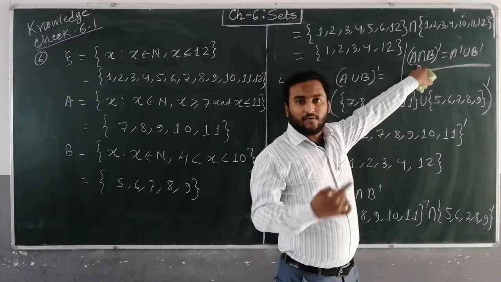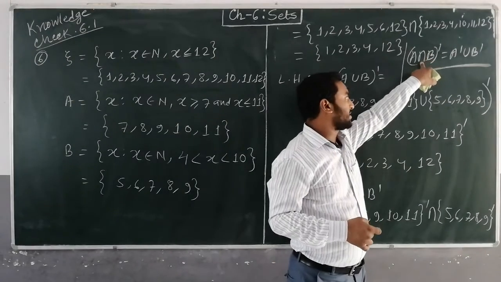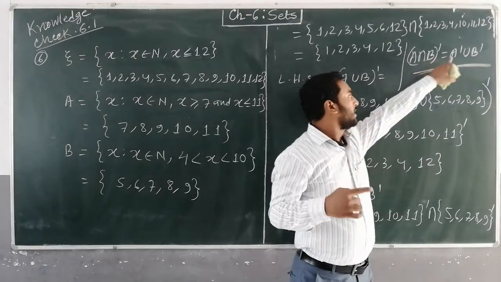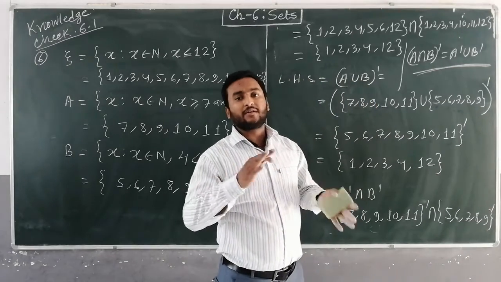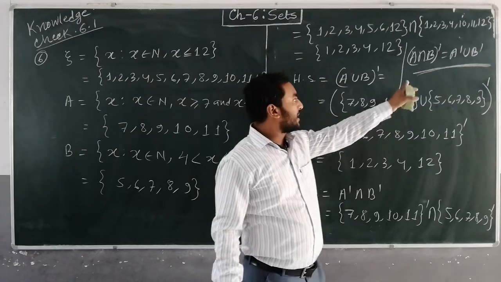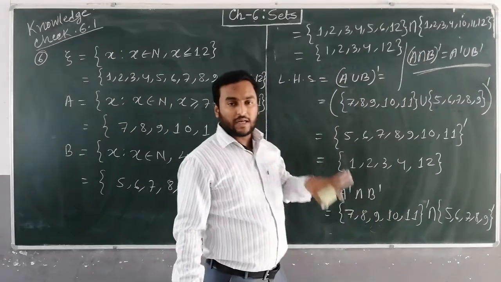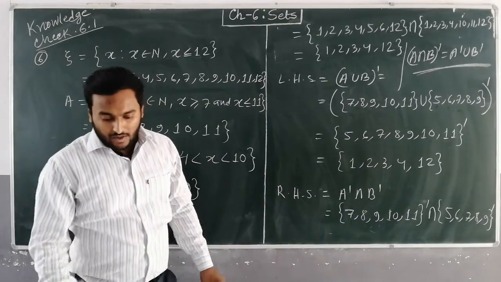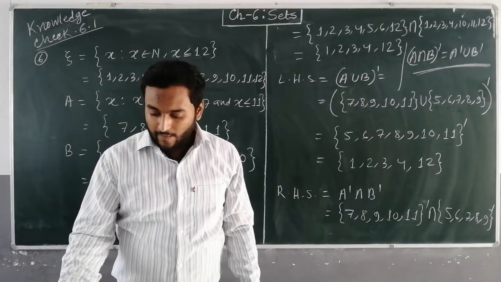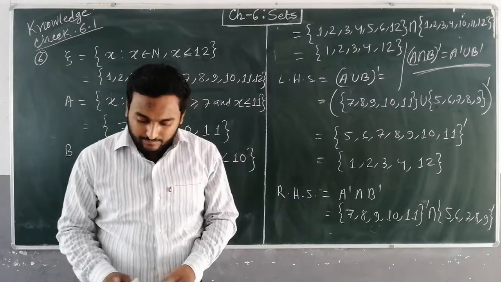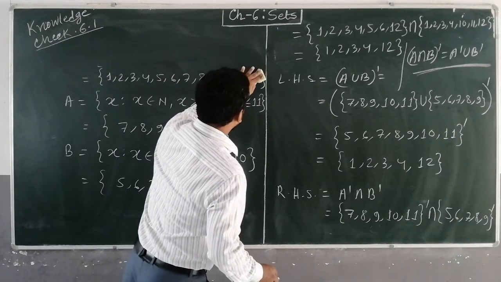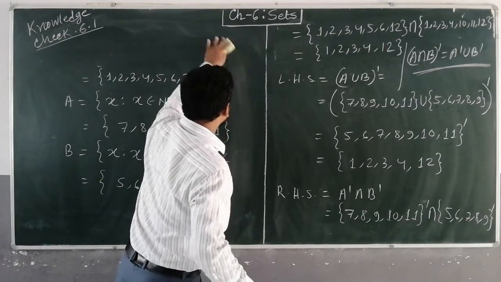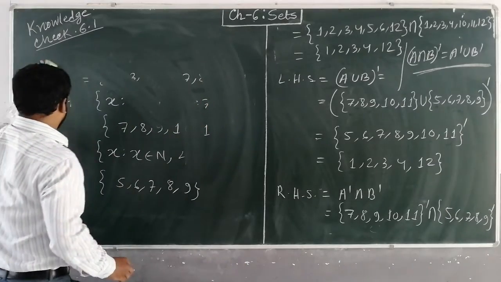Same like the first part. Here in place of intersection there it was union, and here in place of union there it was intersection. Nothing else is there, only the union and intersection difference is there, and the method is the same. So you can verify by yourself. Now come to the next question, that is question number 7. Read question number 7 very carefully and try to understand.